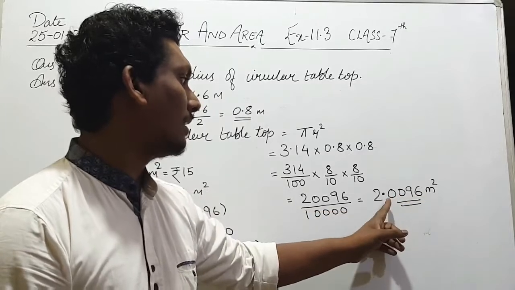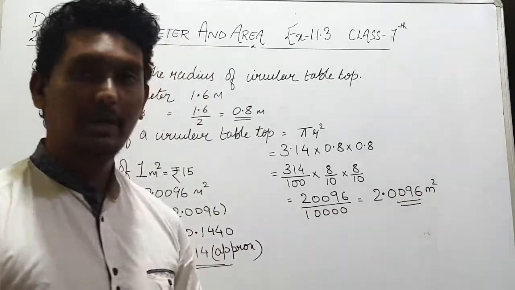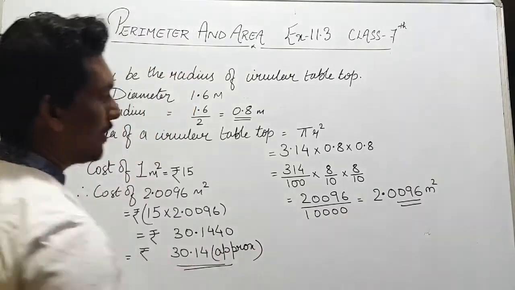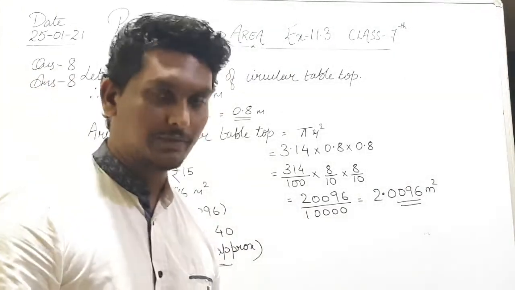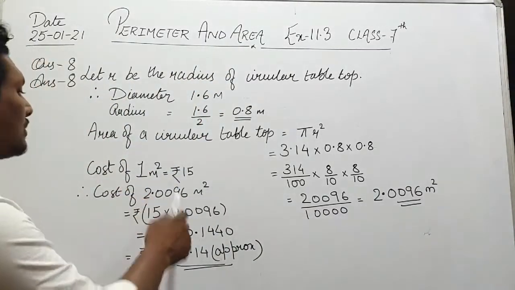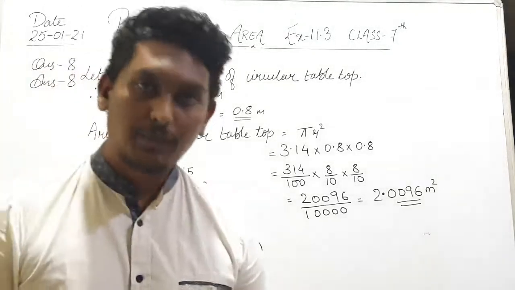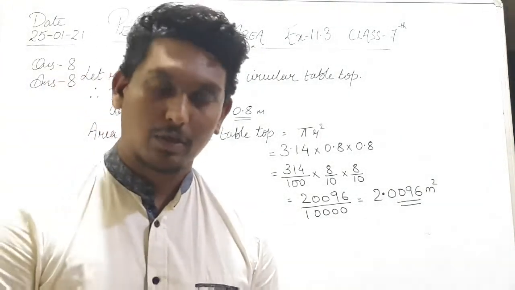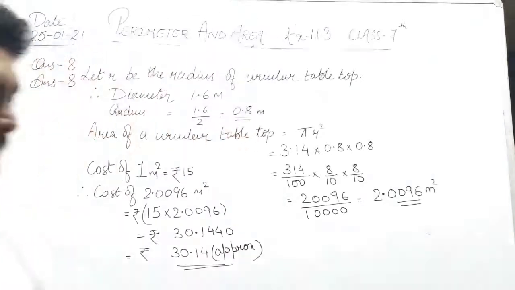And after that, 2.0096, you will get the answer. We have done this to make the calculation a little bit easier. And the cost of 1 meter square is given as rupees 15, so just multiply with that, and you will get the final cost. Hope it is clear to you. Just go through it.